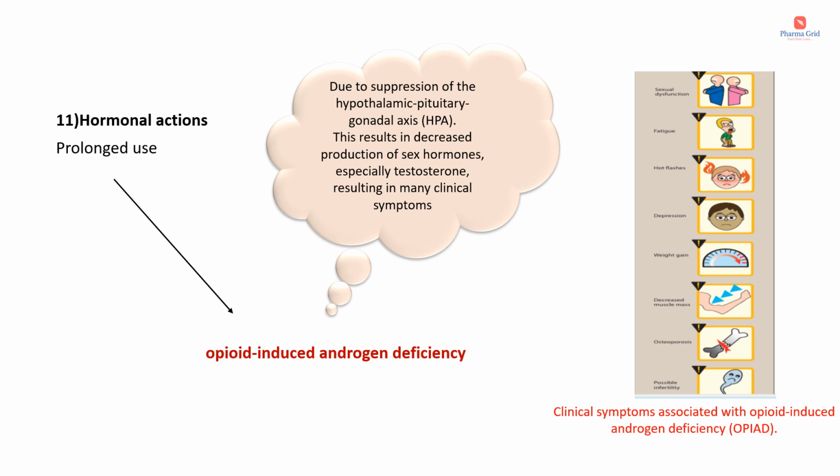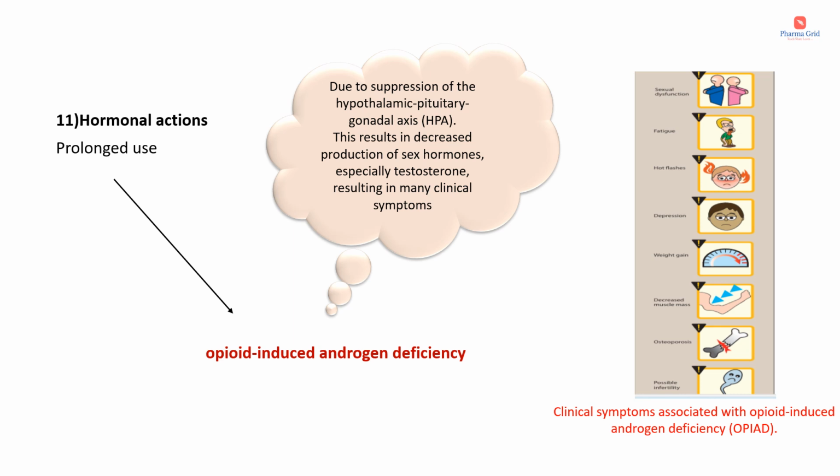Coming to the hormonal actions, if these opioid drugs are used for a prolonged period, it can cause opioid-induced androgen deficiency. How will this occur? Due to the suppression of the hypothalamic pituitary gonadal axis. This results in decreased production of sex hormones, especially testosterone, resulting in many clinical symptoms.